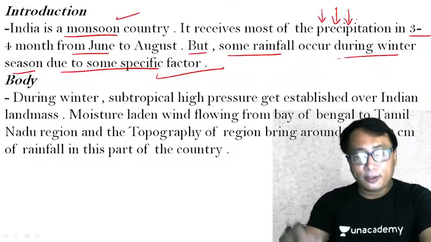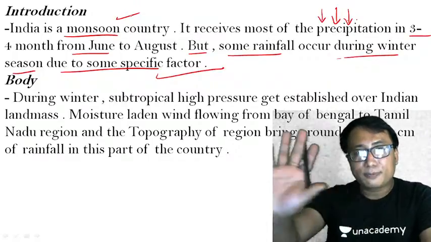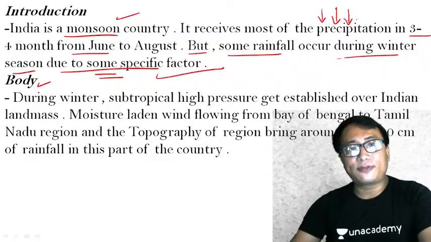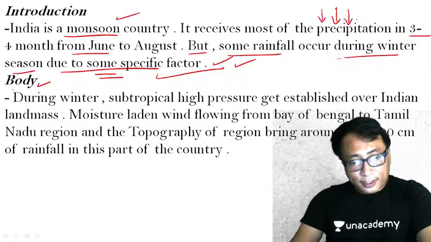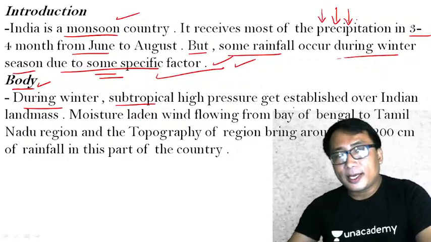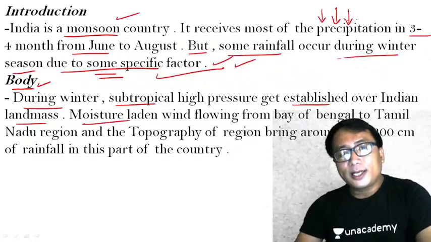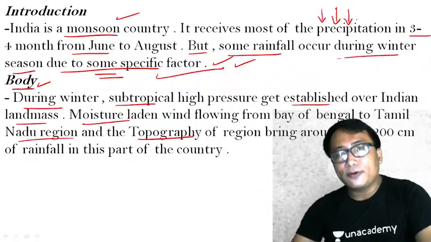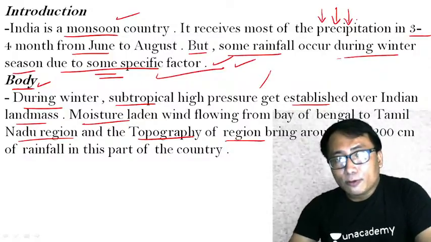That is the meaning of introduction. I am going to introduce this particular point in the main body. Clear? Now, since I have introduced it here, I will have to substantiate what I intend to write. Thereby, the body will follow like this. During winter, subtropical high pressure gets established over the Indian landmass. Now, moisture-laden wind flows from the Bay of Bengal to the Tamil Nadu region, and because of the topography of the region, in Tamil Nadu, you have rainfall. Why? Because you need to have a topography.